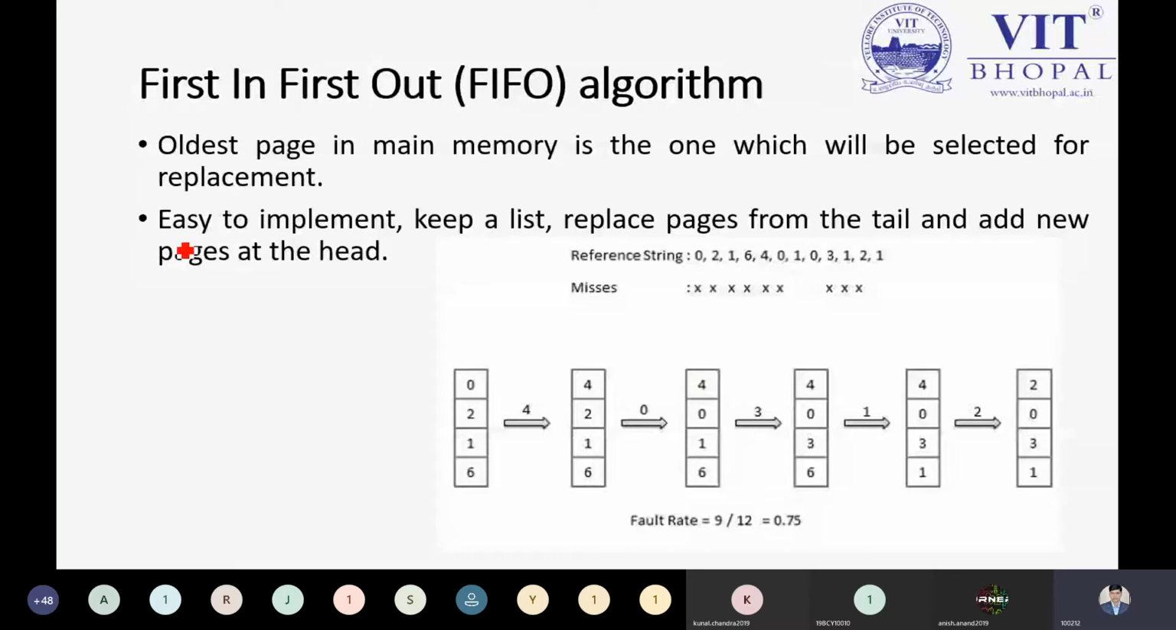So first in first out is a very famous algorithm, that is FIFO. It is the oldest page in main memory that is the one to be selected for replacement. Please keep in mind, the oldest page in the main memory is the one which is to be replaced, and it is very easy to implement. So we need to see all this part.